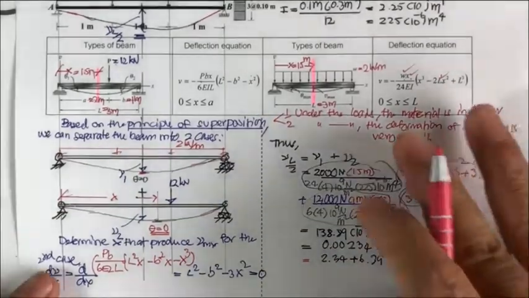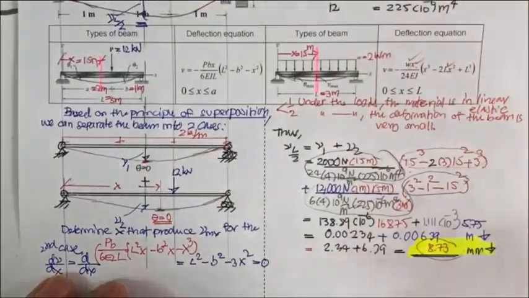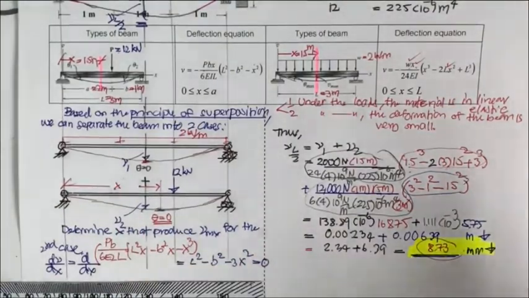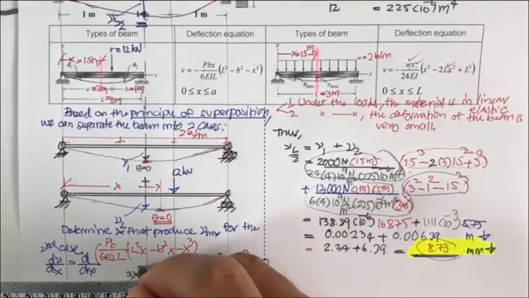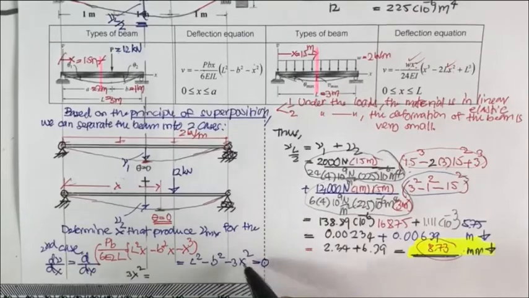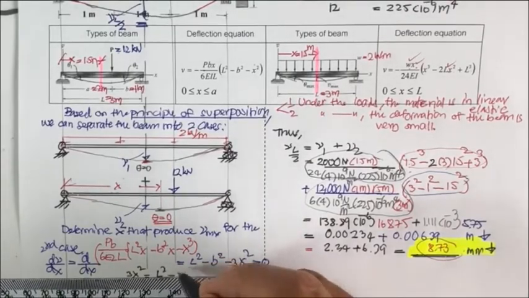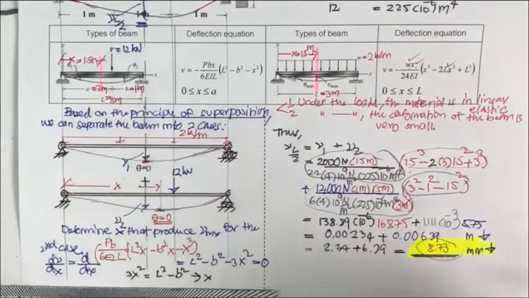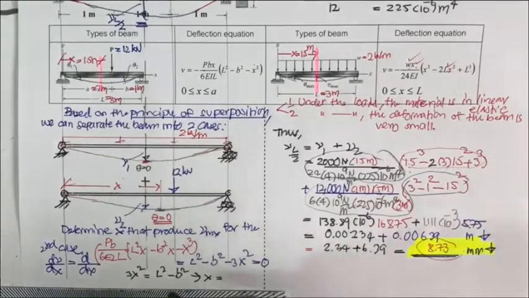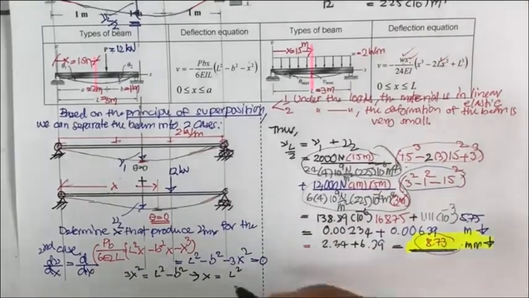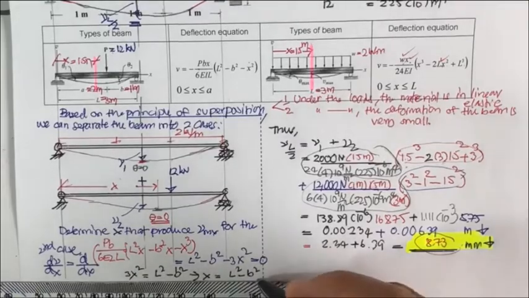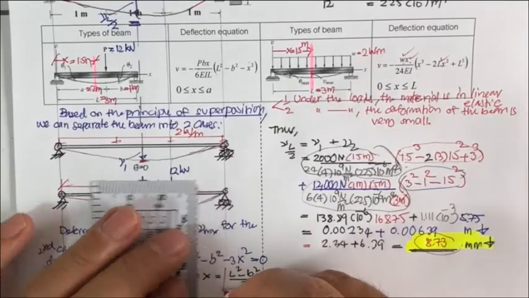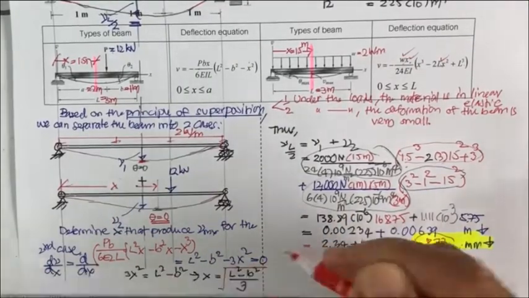Okay, and then if you rearrange the terms, we are determining the x. So it's going to be 3x square equal to, move this one up, L square minus b square. So putting this, we will have x equal to the square root of L square minus b square, divided by 3.